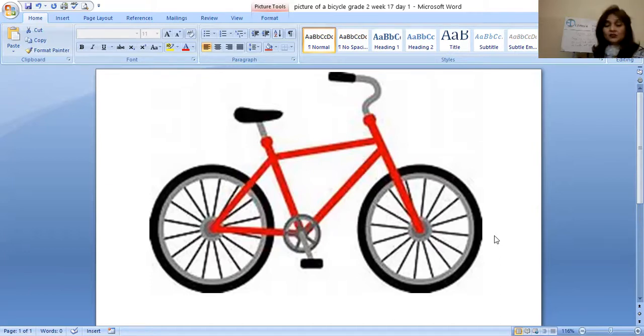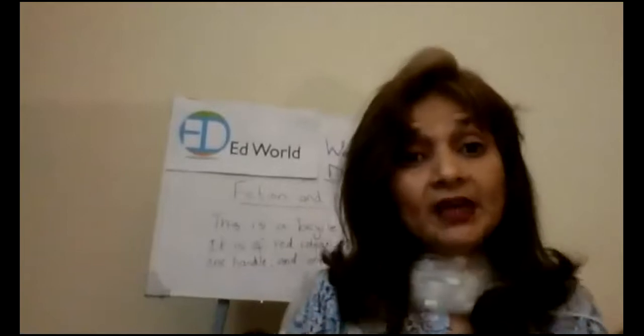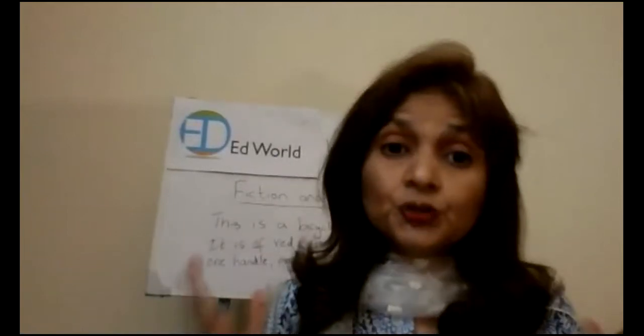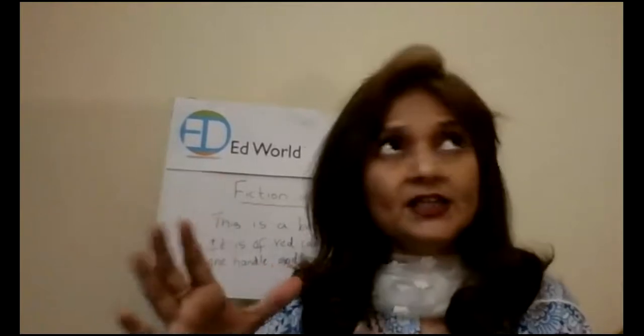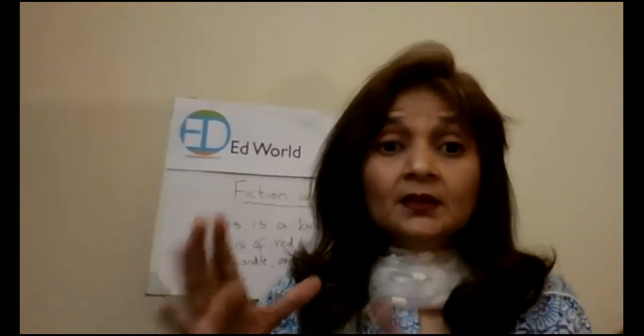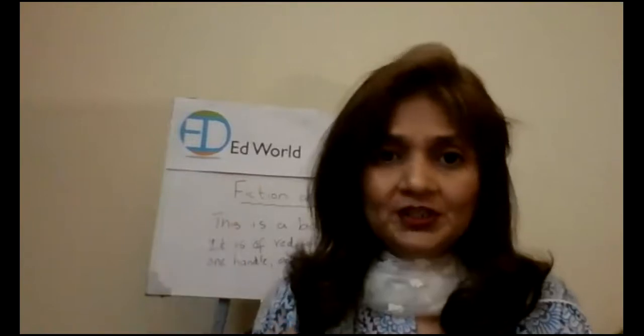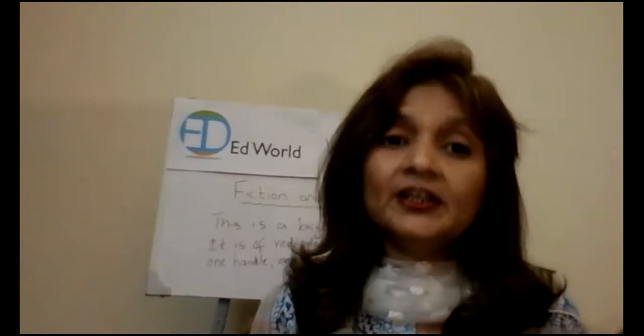So this is what we have described by looking at this picture, that this is a bicycle. It is of red color. It has two wheels, one handle, and one seat. So this is how we have described it. Do you understand? By looking at it, we are also giving the true information. So what type of text was that? That text was a non-fiction text because it is giving you information.